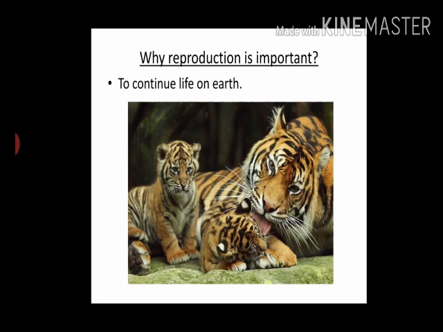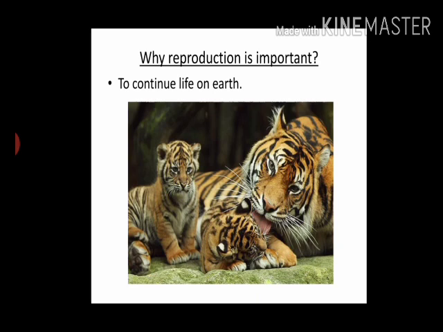And why is reproduction so important? To continue life on earth, isn't it? We usually study that many organisms, many lives, get extinct on the earth. For example, dinosaurs. We just see dinosaurs in photos today, right? We see pictures of dinosaurs, but we haven't seen them directly, isn't it? So this might be one of the reasons: maybe the dinosaurs' reproduction rate was low, so they might have become extinct, or they wouldn't have found a mate to reproduce their young ones. So that might also be one of the reasons for the extinction of dinosaurs.